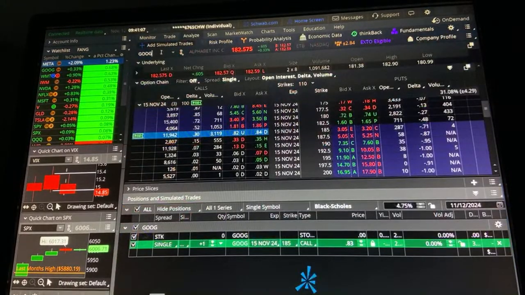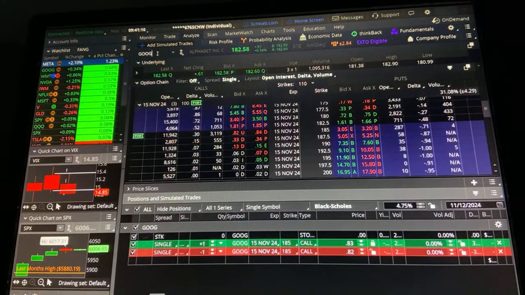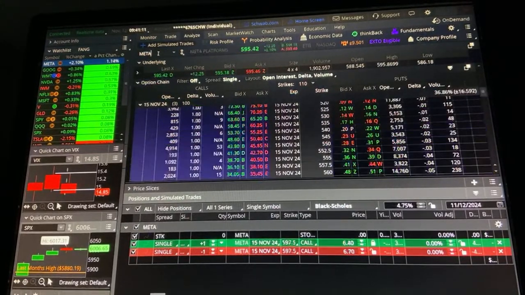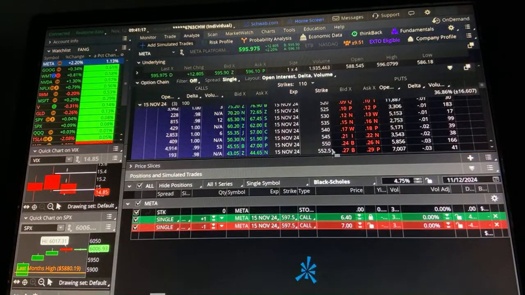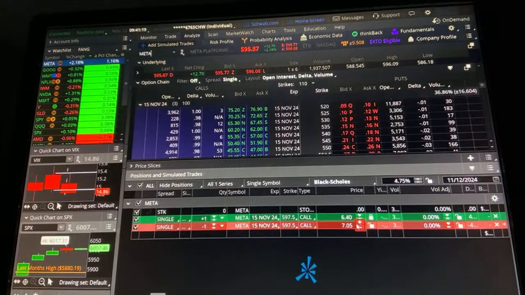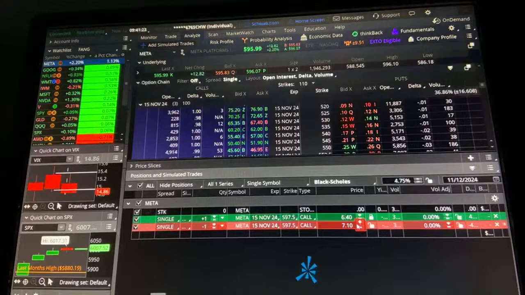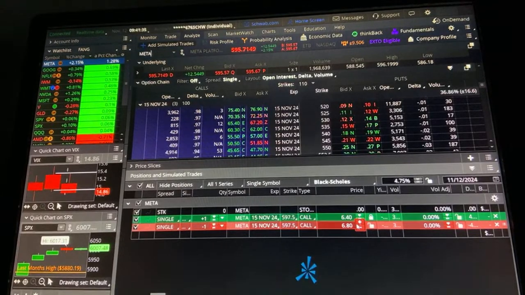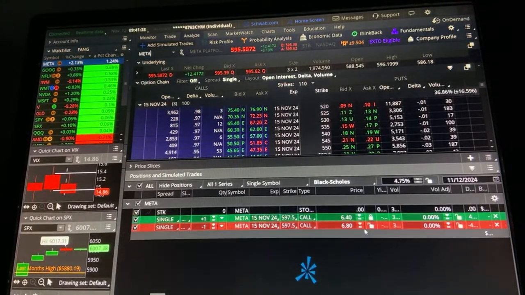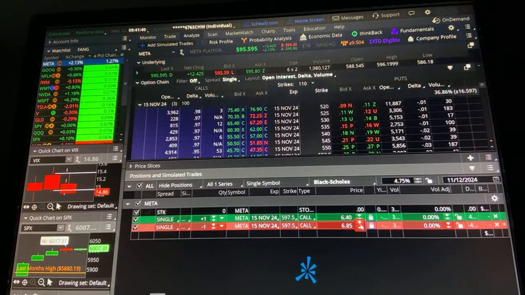TP zone. All right, I'm a little late too, so from 640 to about what, $7. All right, TP zone, take some profit on Meta. All right, gross. I got a 680, maybe 685, looks like.